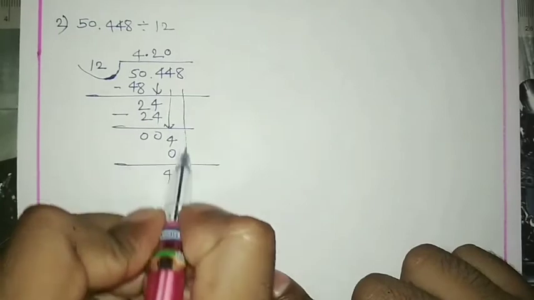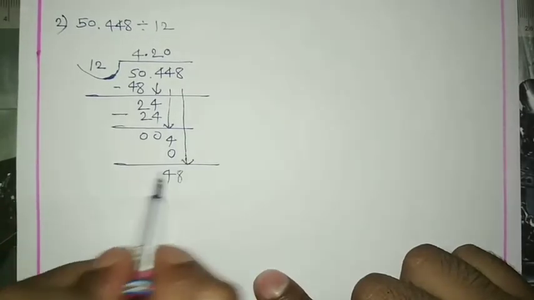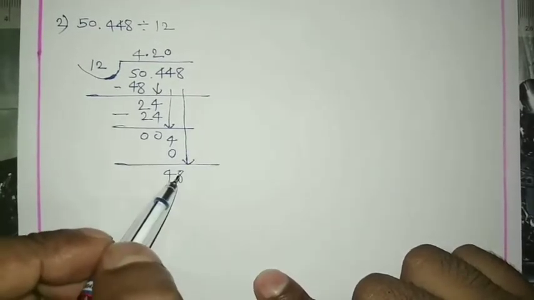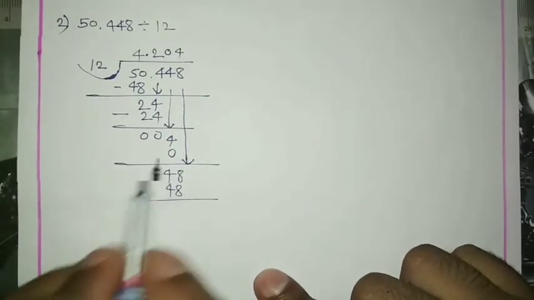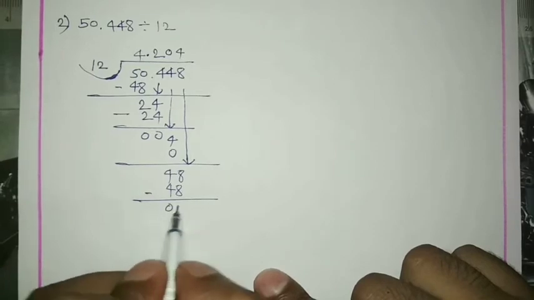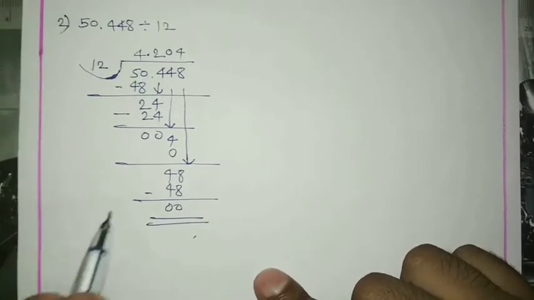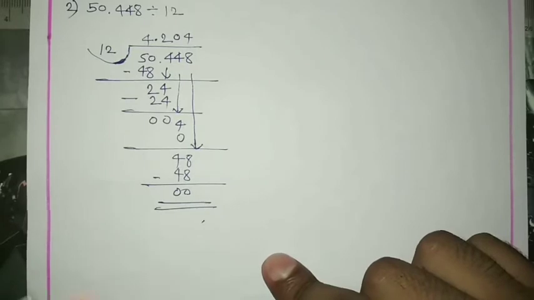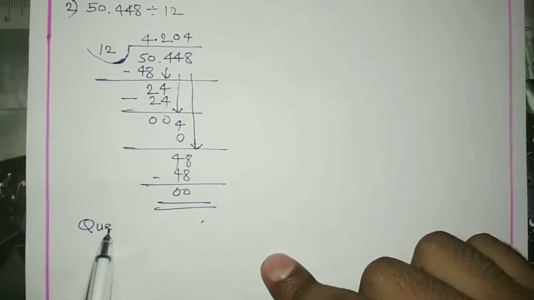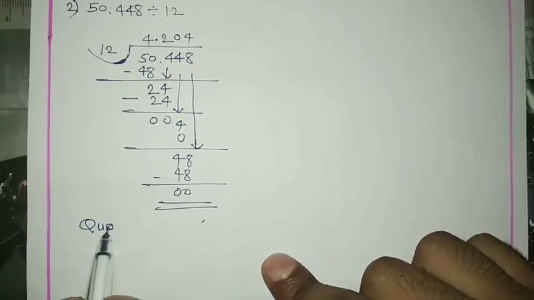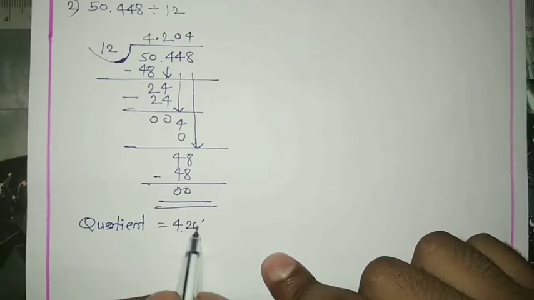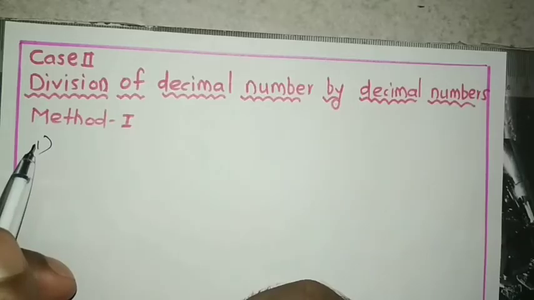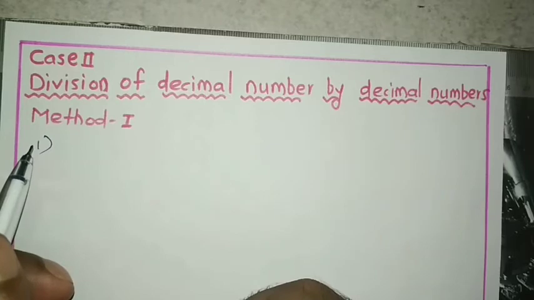Take this 8. We know that 12 fours are 48, so 48 minus 48 is 0. So your remainder is 0 and the quotient is 4.204. The second case is division of a decimal number by a decimal number.